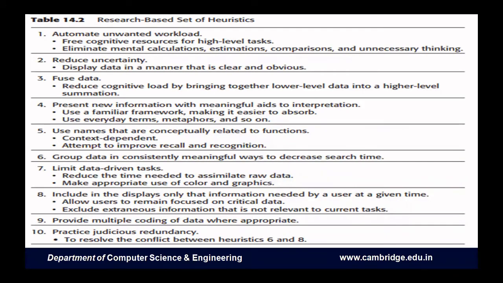Then the table provides you the research-based set of heuristics. The first one is automate unwanted workload, reduce uncertainty, where you display data in a manner that is clear and obvious, right? All the use cases and that particular solution, little solutions will be provided by the evaluator, where fuse data means reduce cognitive load by bringing together lower level data and higher level summation. Present new information with meaningful heads, where you have some different framework generated which will catch the information or the user intervention. Use names that are conceptually related to functions.